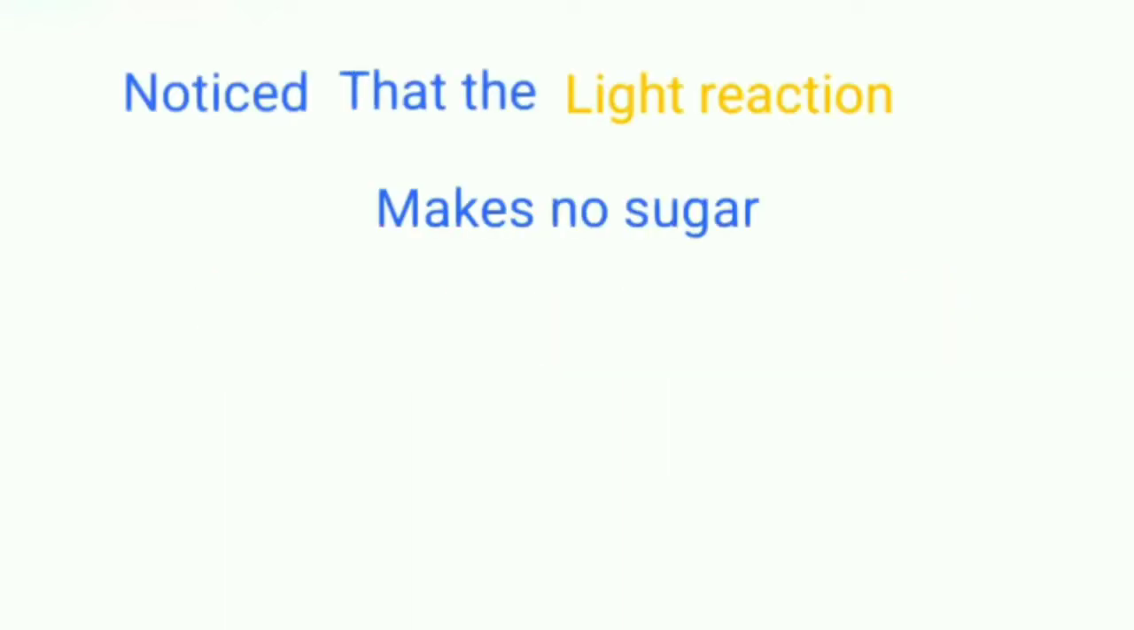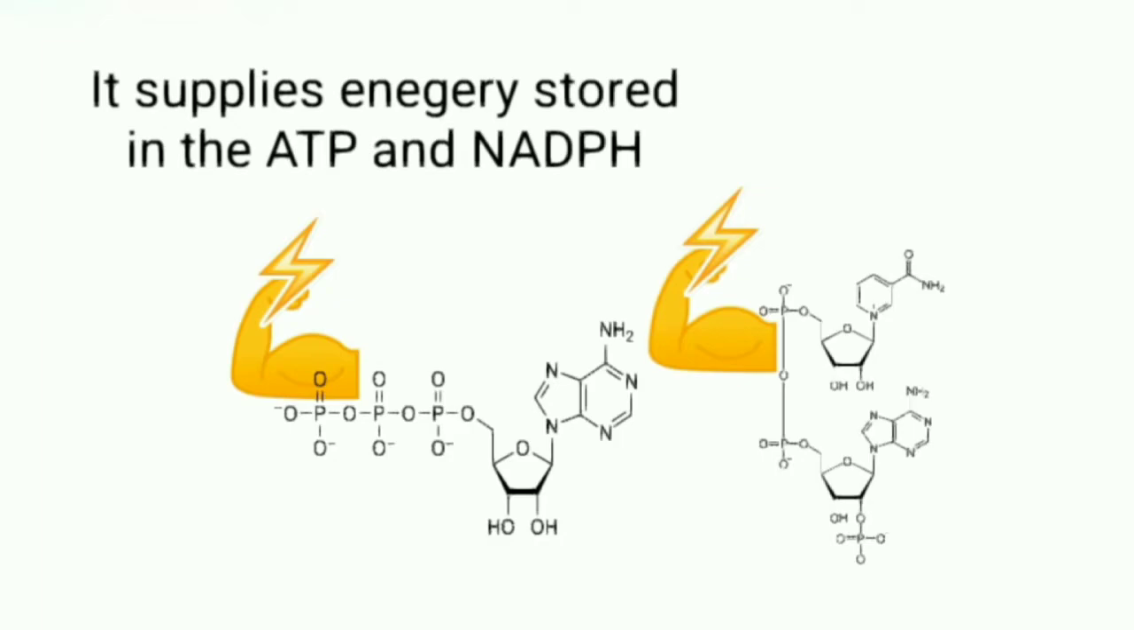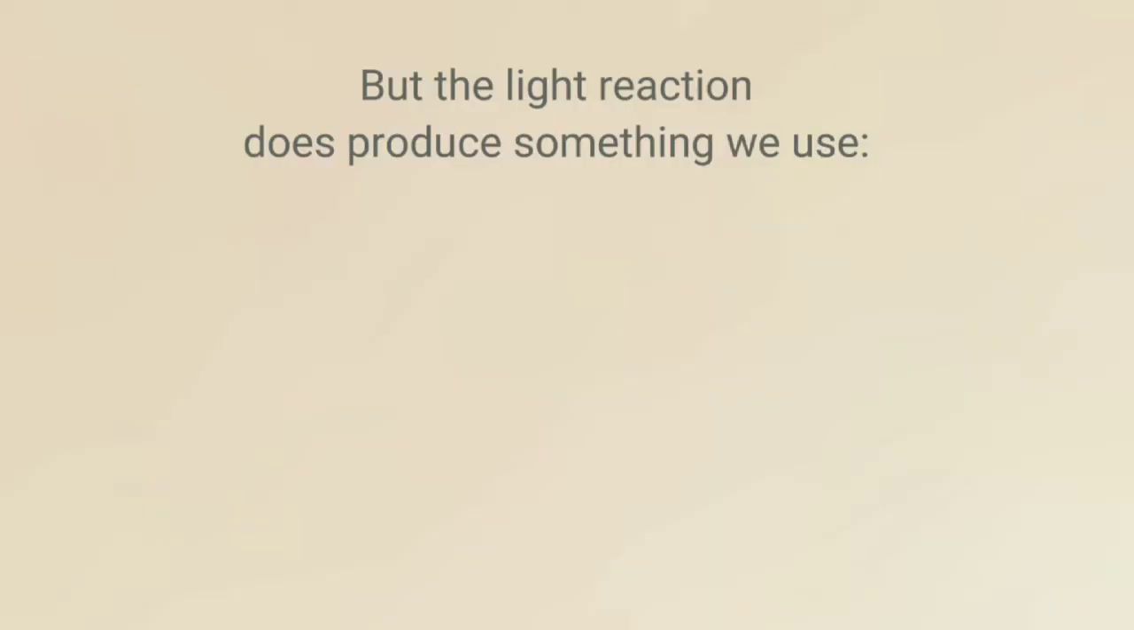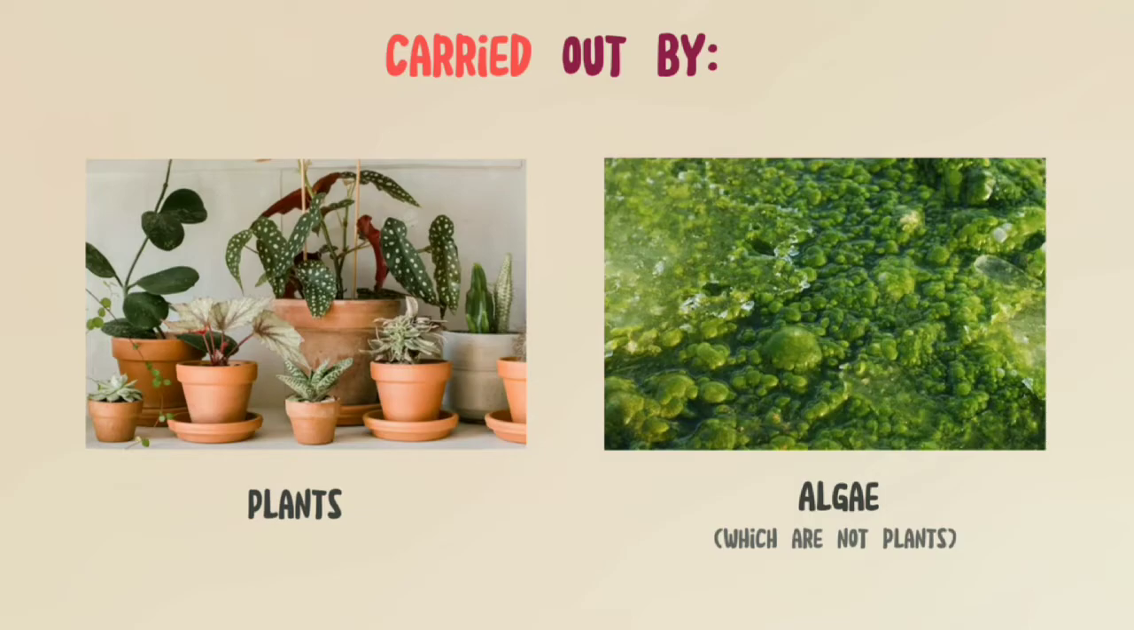Notice that the light reaction makes no sugar. Instead, it supplies energy stored in the ATP and NADPH that gets plugged into the Calvin cycle. This is where sugar is made. But the light reaction does produce something we use: oxygen. All the oxygen we breathe is the result of these steps in photosynthesis, carried out by plants and algae, which are not plants.